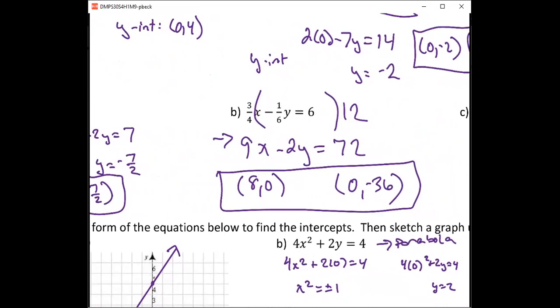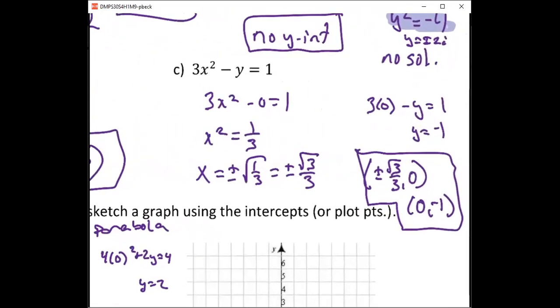For part B, I'm not sure why this didn't show quite as well. Let me go ahead and move that over. What I like to do, and this is a strategy of mine, is that if I have fractions, sometimes I like to just clear the fractions. That way there's less work that I have to do. So to clear the fractions, if I multiply both sides by 12, then I end up clearing the fractions right away. And so then I can solve, where in this case, I will have 9x equals 72, which gives x equals 8. Here I have negative 2y equals 72, so y equals negative 36.